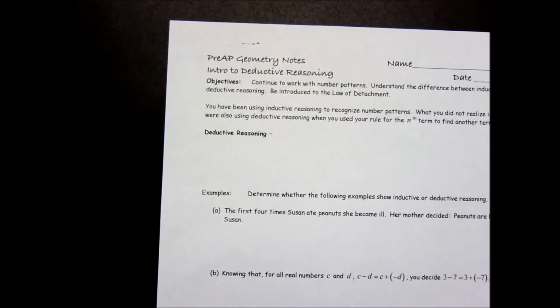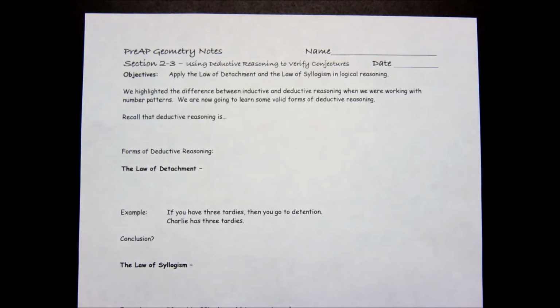So now let's look at the back page and let's get a little bit more into deductive reasoning. Wrong page. All right. So now we're going to talk about applying the law of detachment and the law of syllogism in logical reasoning. So we've talked about the difference between inductive and deductive reasoning when we were working with number patterns. Now we're going to learn some valid forms of deductive reasoning.